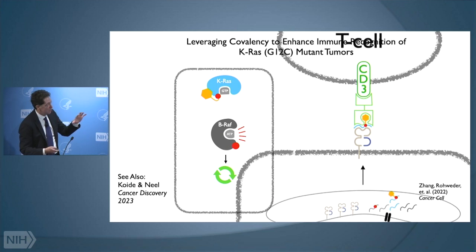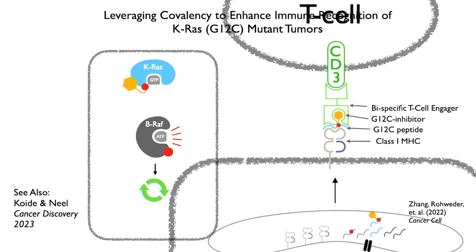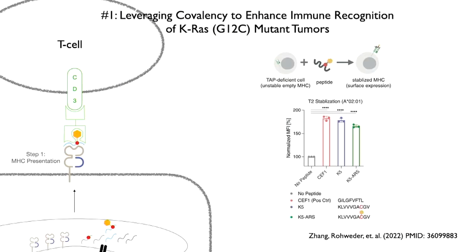I know that's a complicated little approach, but what I'm going to tell you about is that we've got class 1 MHC, the G12C peptide is there, that's red is the cysteine, and the drug is attached. It came from the drug binding to G12C, as I've shown you, and now we're going to make an antibody that recognizes the drug peptide conjugate connected to an anti-CD3 to make a bispecific T-cell engager to kill the cell.